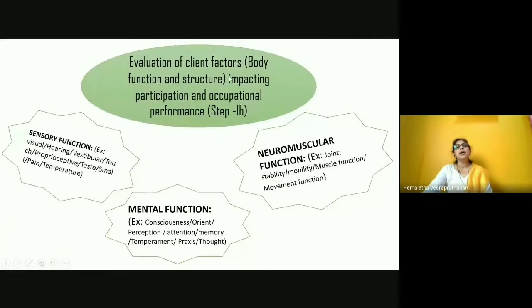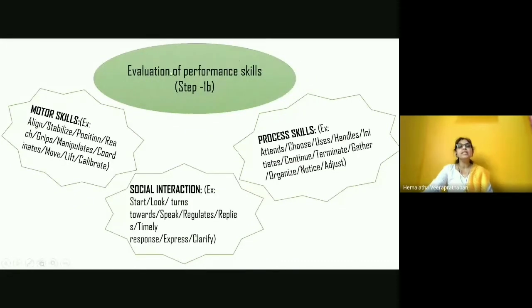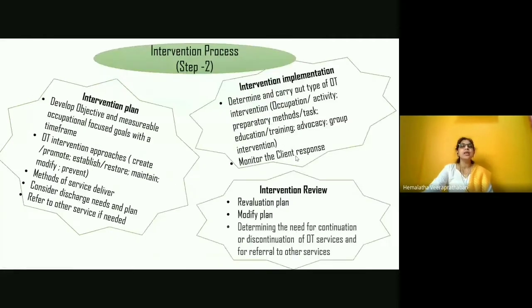dimension. So as I told you before, client factors, like body functions and body structures, are assessed through these three major functions: sensory functions, mental functions, and neuromuscular functions. And performance skills are assessed when the child is establishing the necessary skills. How are their motor skills? How are their social and interactive skills? How are their processing skills? So these are all some examples. Let us explore more in the case scenario.